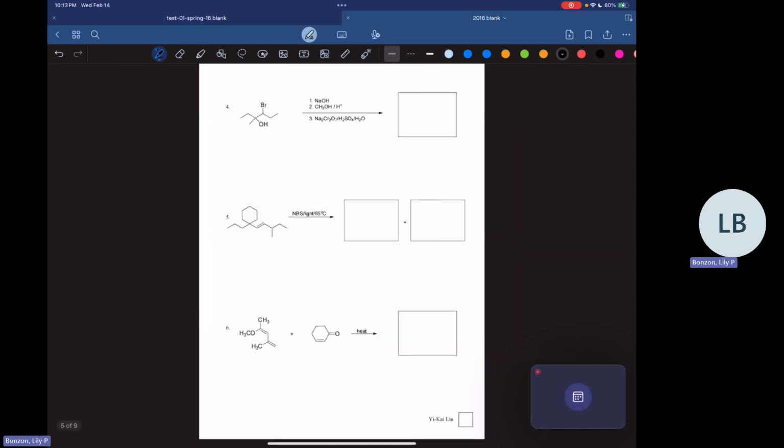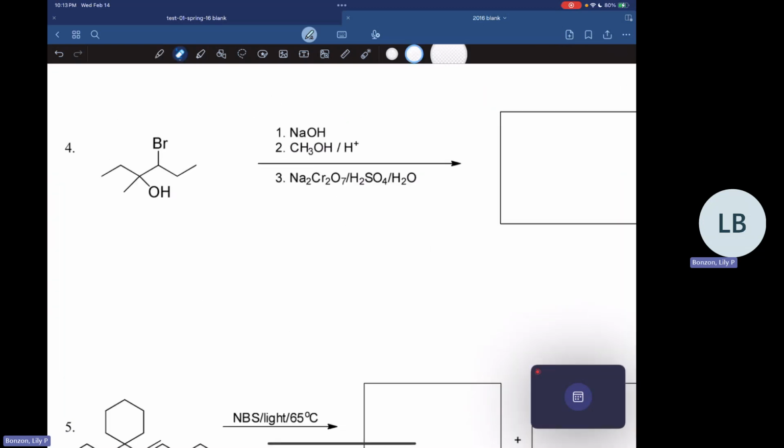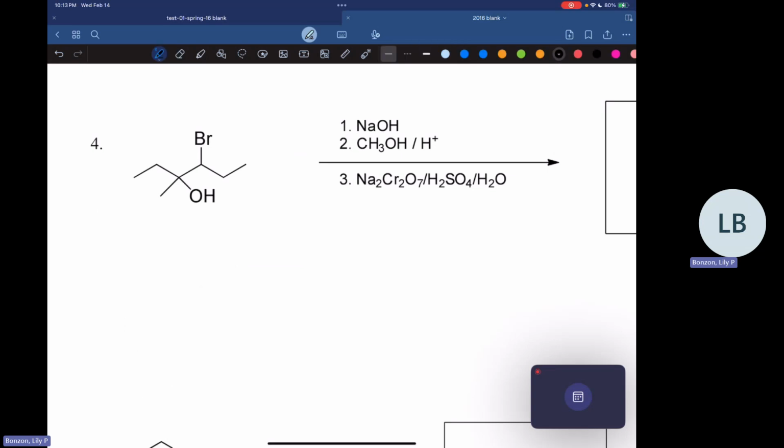All right, moving on to reaction number 4. We've got an OH and we've got a Br, and our first reagent is going to be NaOH. Now, remember this is an ionic reaction, or ionic pair here. So this OH is going to deprotonate this hydrogen here. The reason for that is because an OH hydrogen is going to be a lot more acidic than any CH hydrogen that's in here. So we're going to deprotonate that oxygen.